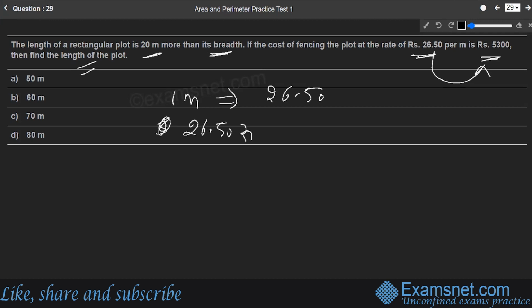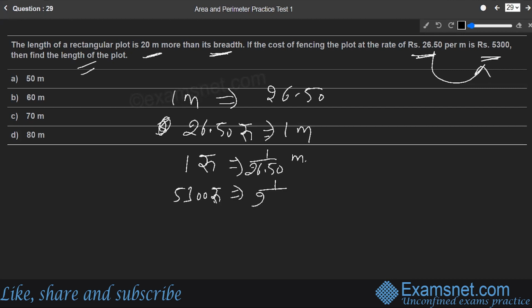Rather we can reverse this. 26.50 rupees is the cost of 1 meter of the fencing. Then 1 rupee will be the cost of how much? 1 by 26.50 meter of the fencing. Then 5300 rupees will be the cost of how much fencing? That is 1 by 26.50 into 5300 meters of fencing. If we cut this, it comes out to be clearly 200. So this gives us the value of the circumference. The circumference value comes out to be 200 meter.